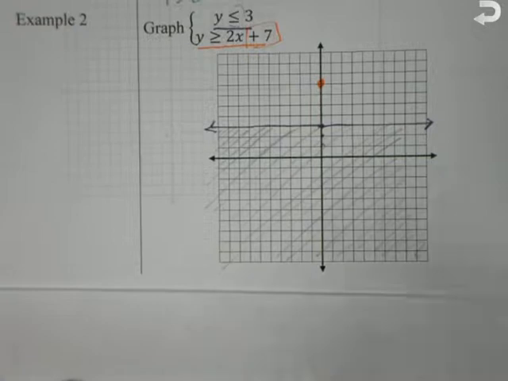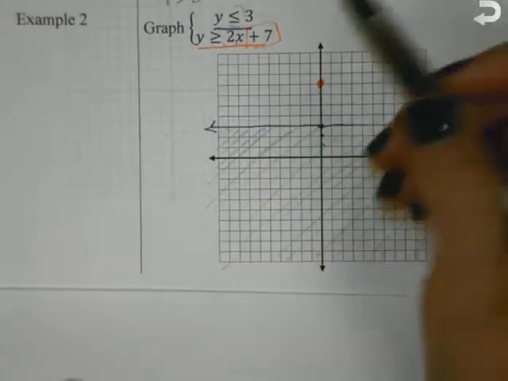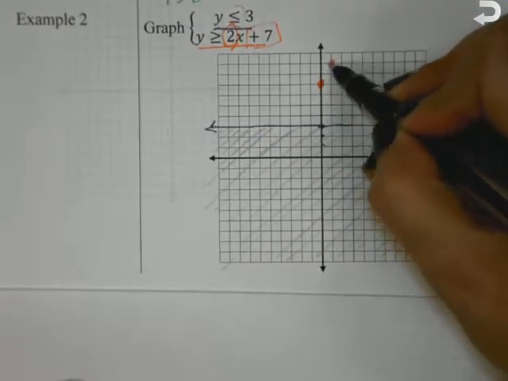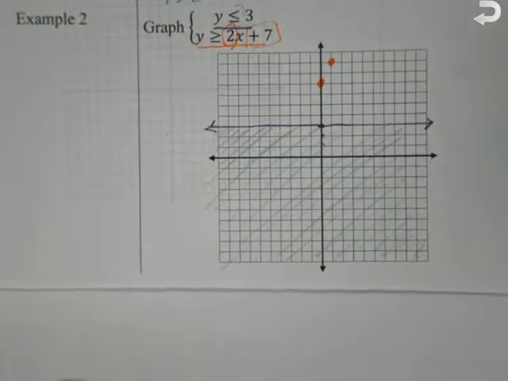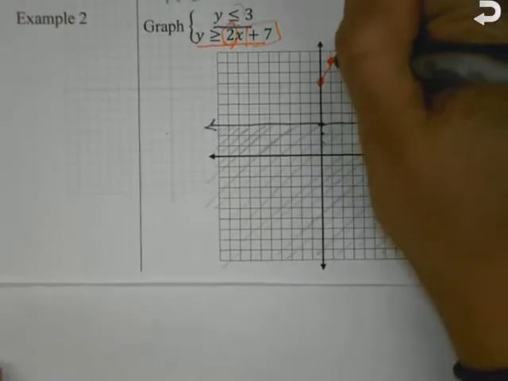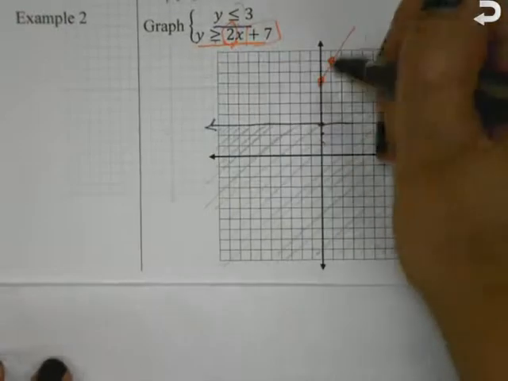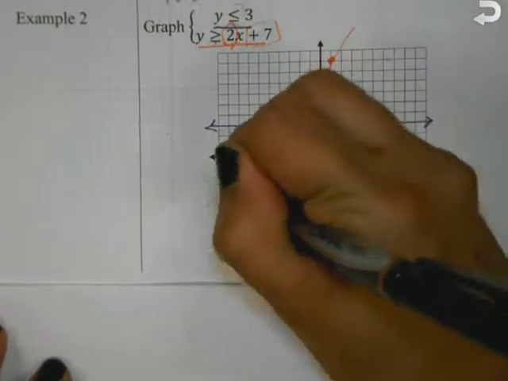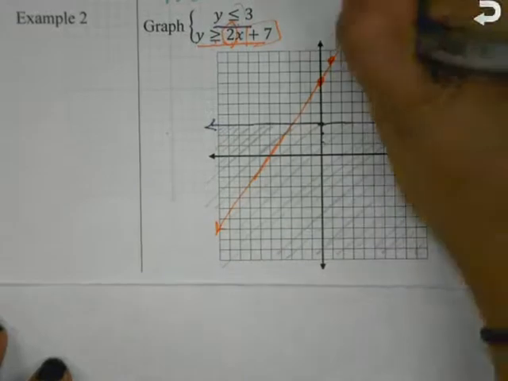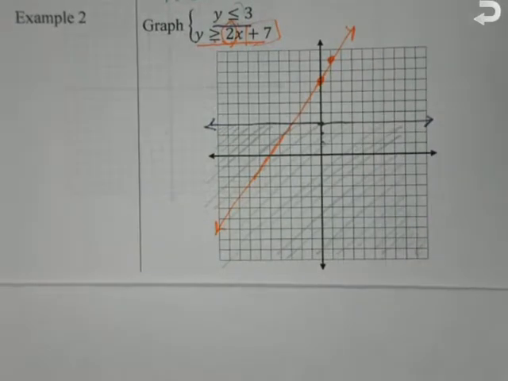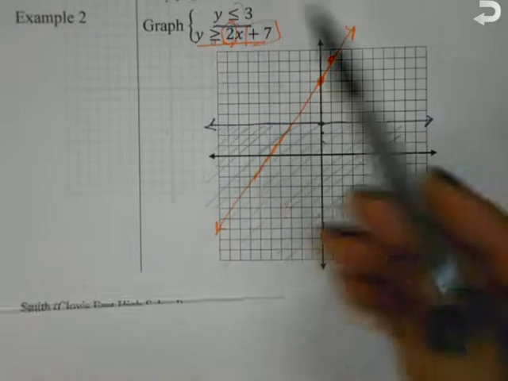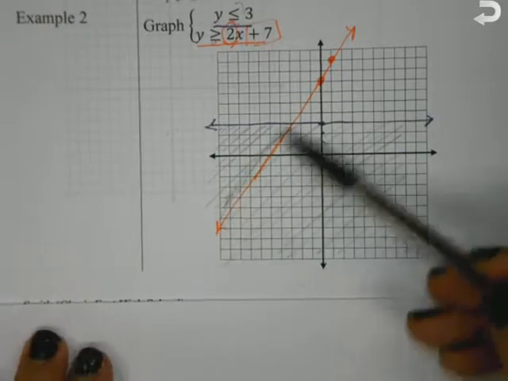And my slope is positive 2 over 1. So I'm going to go up 2 and to the right 1. Is that going to be a solid or a dotted line? That's also solid because of the equal to underneath. So let's draw a solid line. And is this one shaded above or below? This one's above because it's greater than. So shade lightly above.